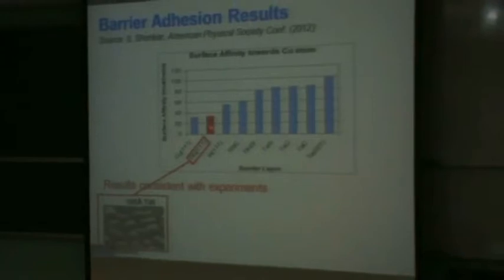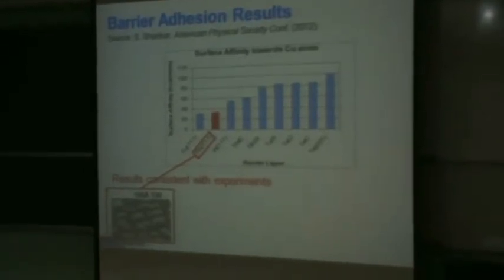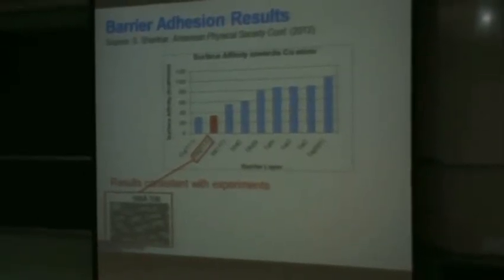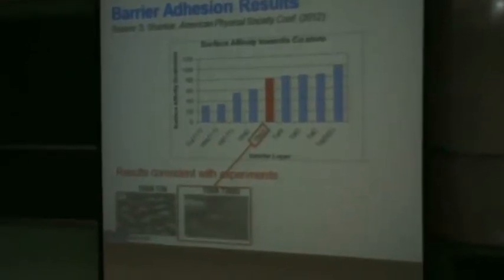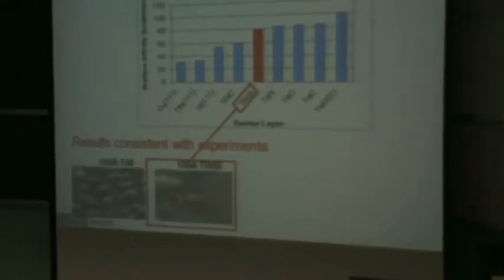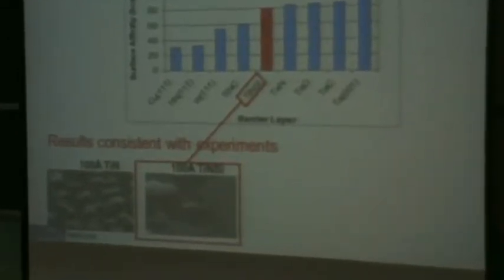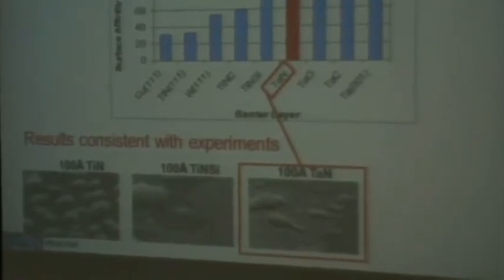If you look at something like titanium nitride, which we say has low surface affinity, you run the experiment, and it really does. There's a lot of beading that's occurring here. Titanium nitride's silicide, there's less beading, but still not getting as uniform as you'd like. Same is true of this tantalum nitride.